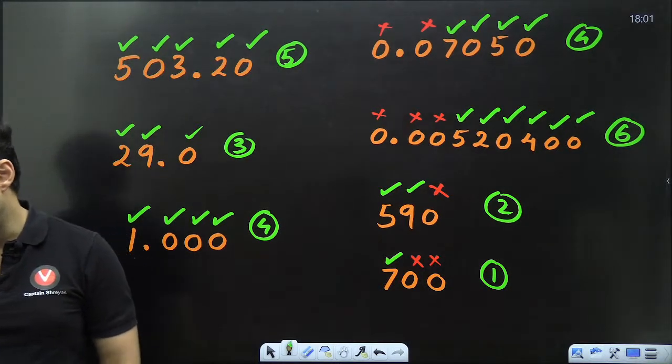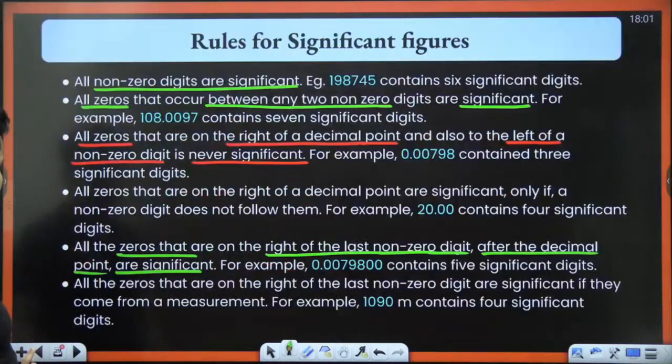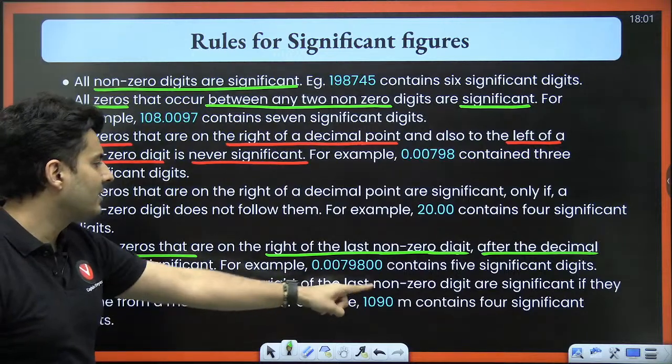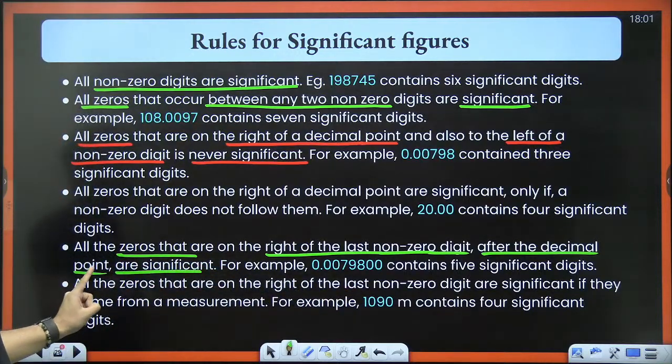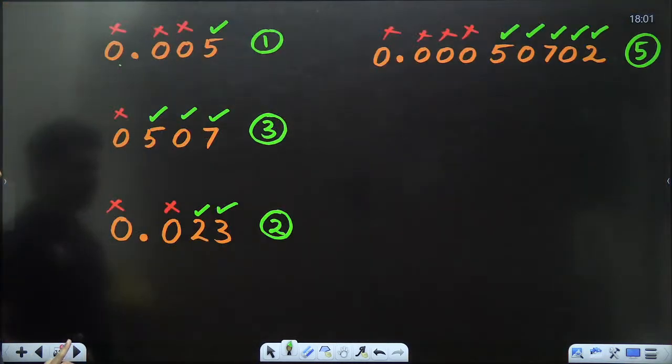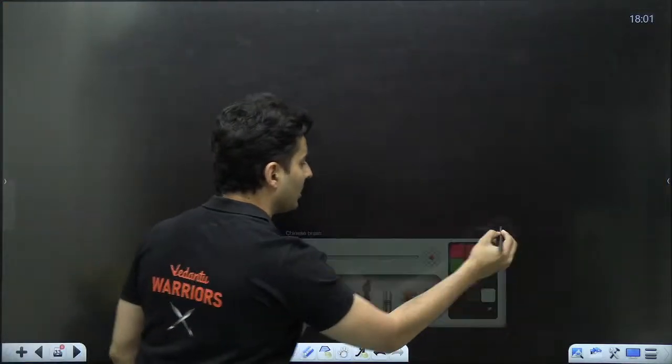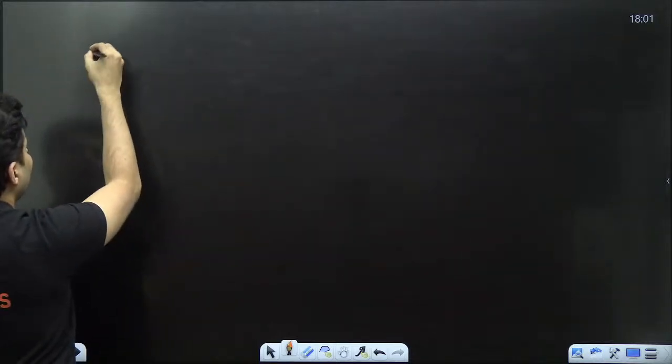Very nice. So all these were the rules. Even that last rule I dealt with: if there are zeros on the right side of a digit, they are significant if they come after a measurement like this, otherwise they are not significant. All these rules we have done right now. Now there is one more rule which many students do not know about. Let me explain this, very, very important.